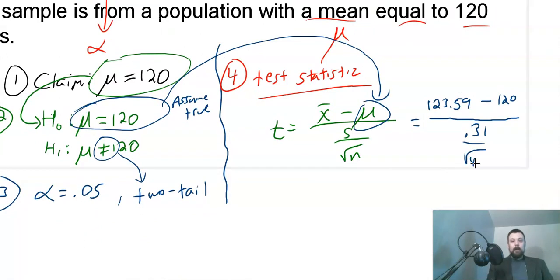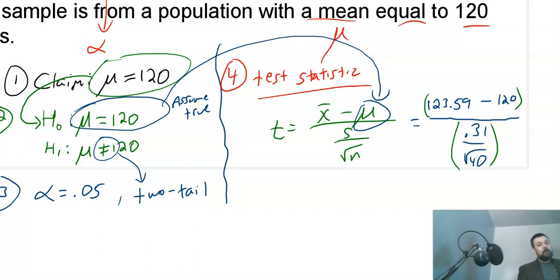Now, when I go to plug this into my calculator, we talked about this in 8.2 for that test statistic formula. The numerator needs to be in parentheses for the calculator to do the calculation correctly. But in this case, since the whole thing is not in a square root, we need the denominator to also be in parentheses. Otherwise, you might not get the right answer. So, all right, let's go ahead and take parentheses 123.59 minus 120, close the parentheses, divided by new parentheses 0.31 divided by the square root of 40.